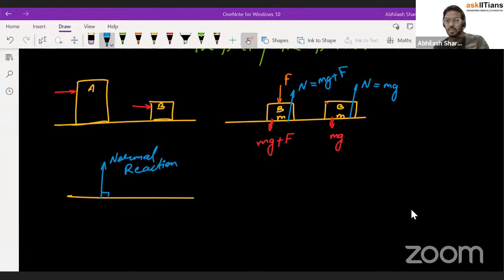Right, so I hope everyone is clear with this. What if normal is not present? Normal has to be present as long as you're pushing the ground. Shivangini, normal can only not be present when you are in air, you're floating. When you're floating, you're not pushing the ground, right? So in space, there won't be any normal reaction. If you're sitting or standing on the ground, you're already pushing it. So normal has to be there.